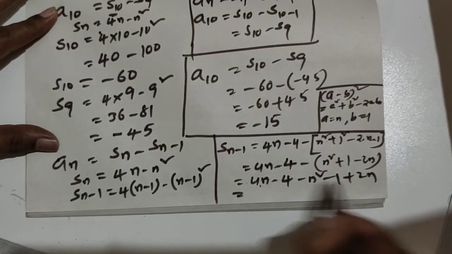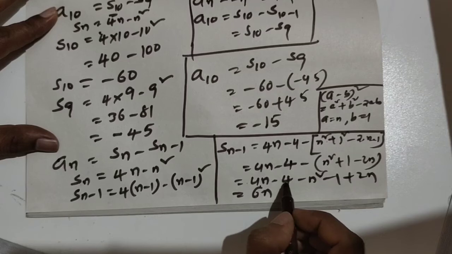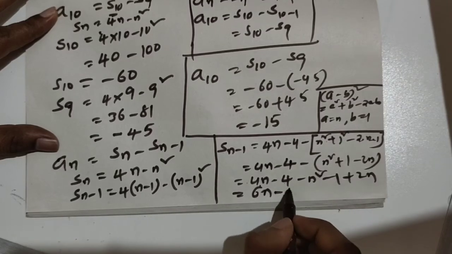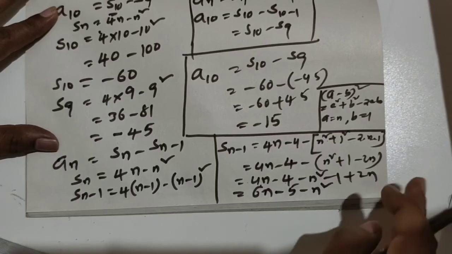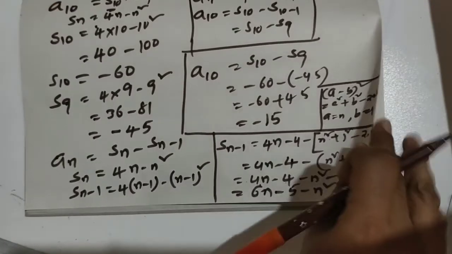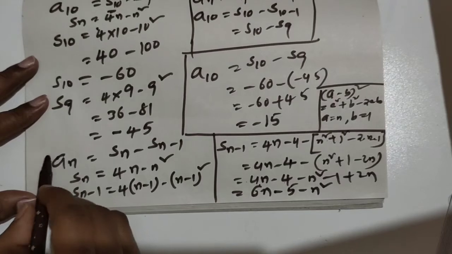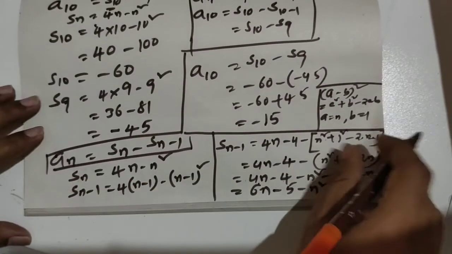So here 4n plus 2n is 6n, minus 4 minus 1 is minus 5, and minus n square. That is actually what we have for Sn minus 1. So we need to get actually an. So by subtracting these two we get simply an.